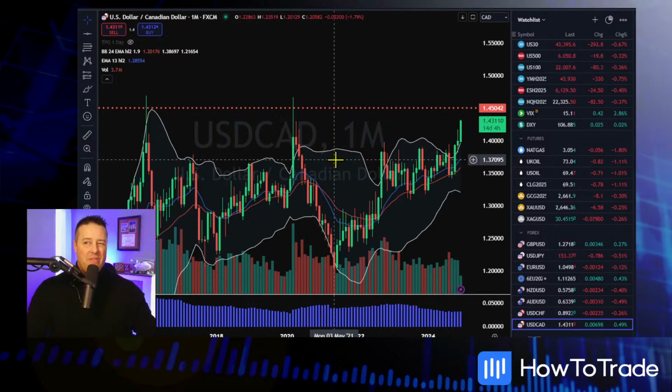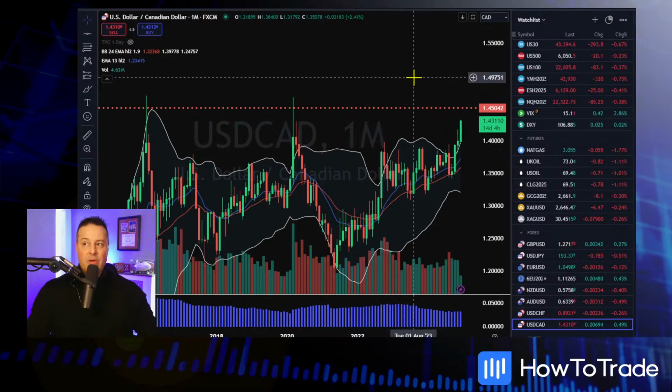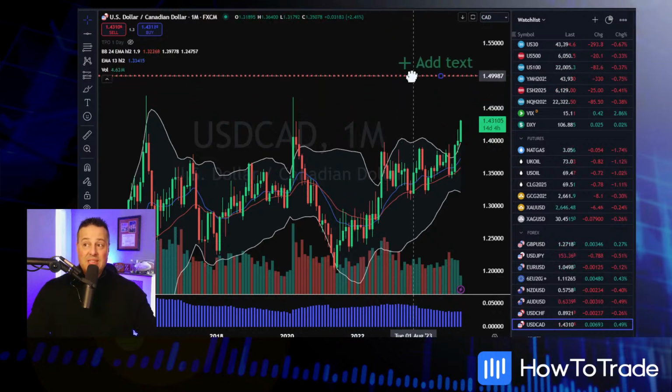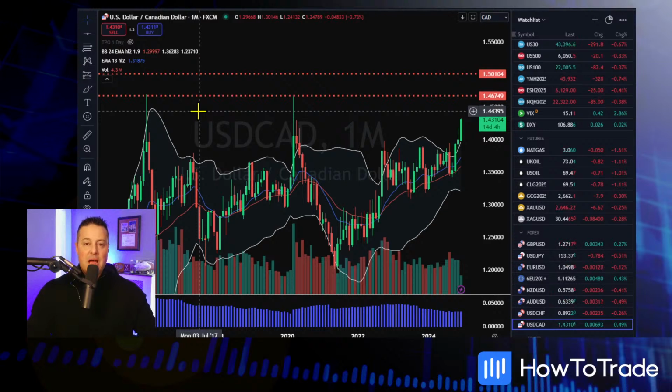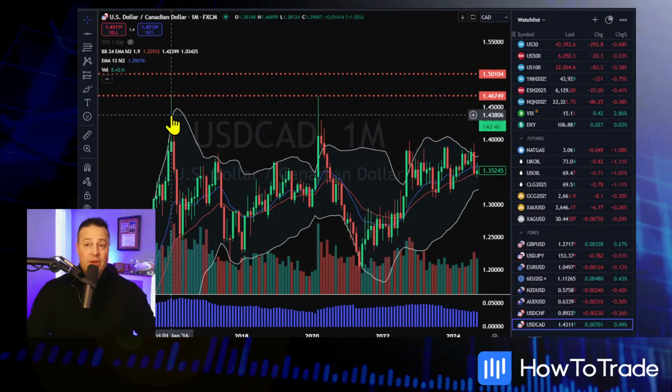I don't believe that 144 is going to do much for us. I think we're going to 145 just because it's a big round number. 150 is definitely a big round number as well. Double top right here. That's what I would be hyper fixated on right now. Markets have memories. If we get right up there, that was last seen in January 2016, 146.89.